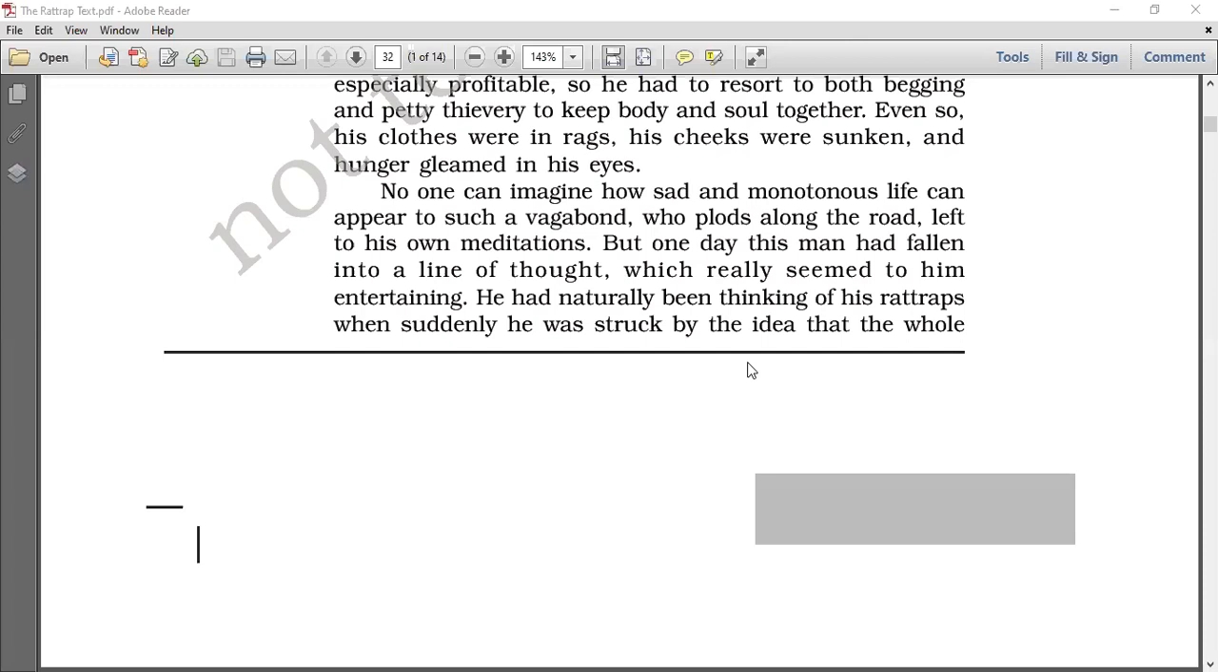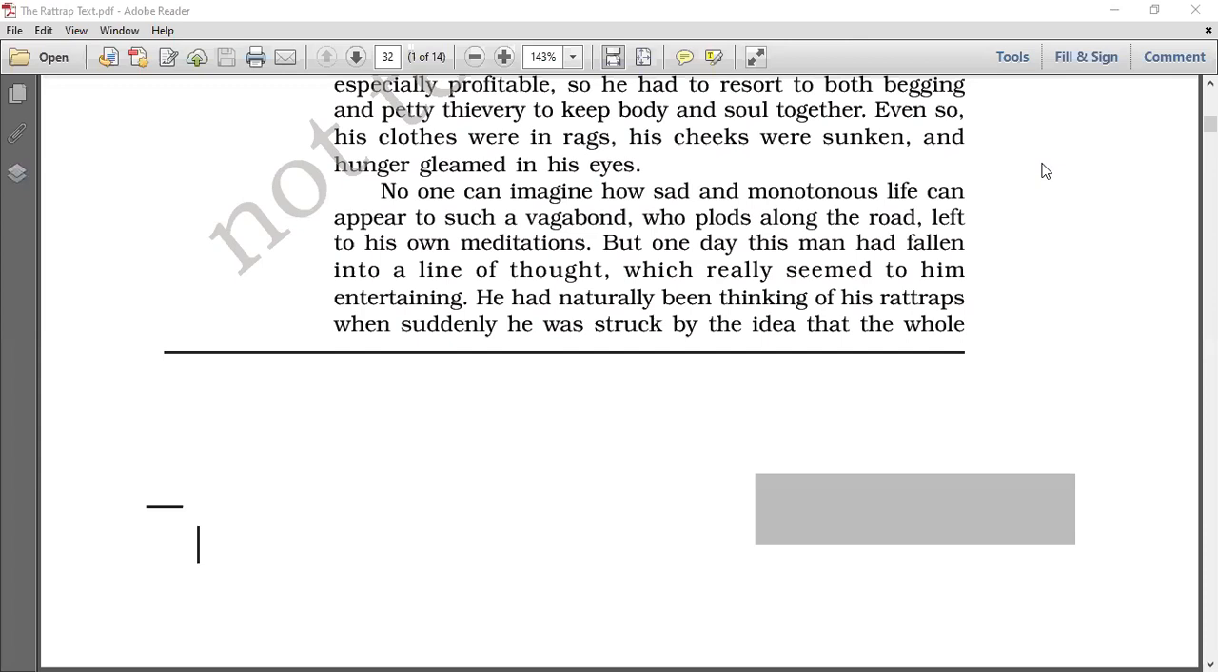So that's why here the author is saying that no one can imagine how sad and monotonous life is. What is the meaning of monotonous? The same thing repeated, a repeated life. They don't have anything. They don't even have shelter, neighbors, or family members, not even siblings, father and mother. Nothing they have. And they are separated from normal family life.